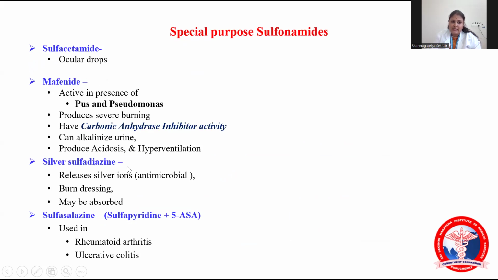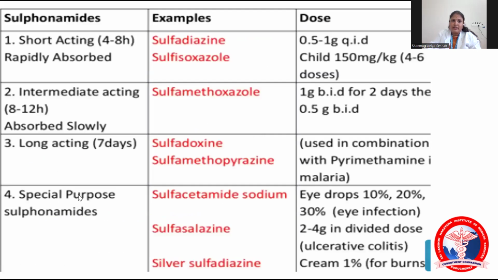Your silver sulfadiazine is used as a topical application for burn dressing. The released silver ions prevent the further growth and multiplication of anaerobic pathogens as well as gram-positive and gram-negative pathogens on the burns. So to prevent the development of bacterial infections in burns patients, silver sulfadiazine is used as a material for topical application before doing burn dressing. And sulfasalazine, we already saw: sulfapyridine and 5-aminosalicylic acid. Sulfapyridine is used for treating rheumatoid arthritis, whereas 5-aminosalicylic acid is used for treating ulcerative colitis. So this is one short summary.